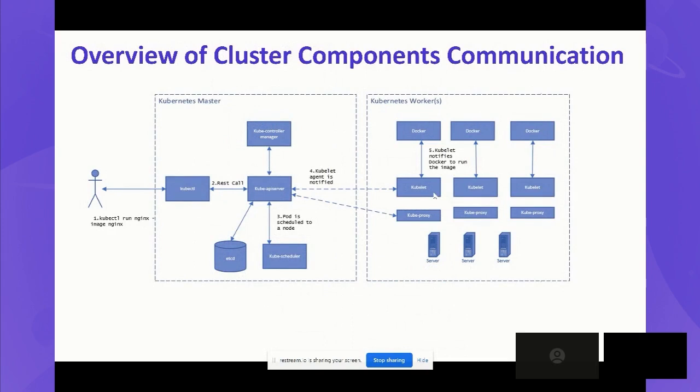So this is a high-level sequence diagram, if you will. Let's say we are going to run an Nginx image. This kubectl will be outside. It's a client. So that makes a call to the API server on the platform. A pod gets scheduled through the kube scheduler. And then you have these kubelets which are running on the worker nodes. They get notified, and then the kubelets notify Docker to run those images. So that's pretty much the high-level sequence of events which happen.